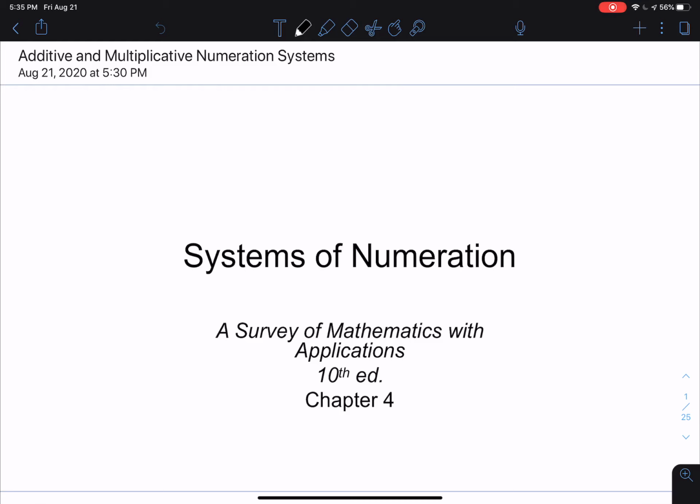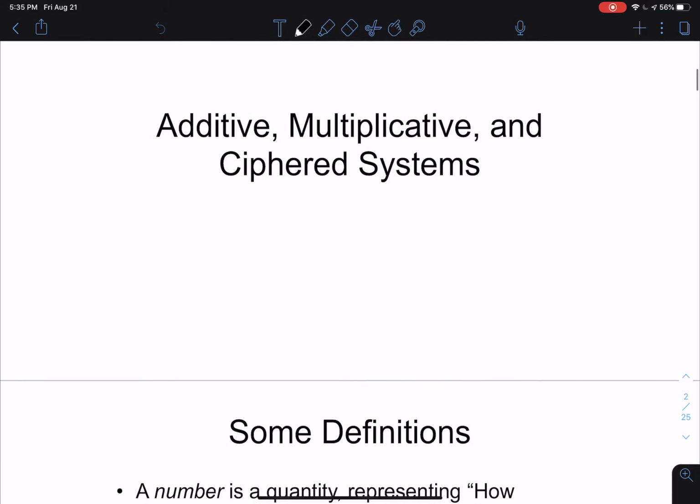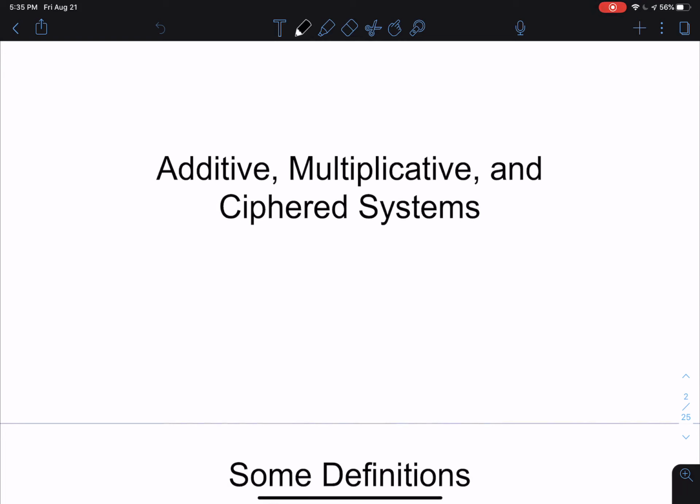We're not going to go nearly into the same depth I did because I took an entire semester-long course on stuff like this, but we're going to give you a nice little taste of some of the number systems, ancient number systems, what people did before mathematics got to the point where it is today. Okay. So we're first going to be looking at additive, multiplicative, and ciphered systems.